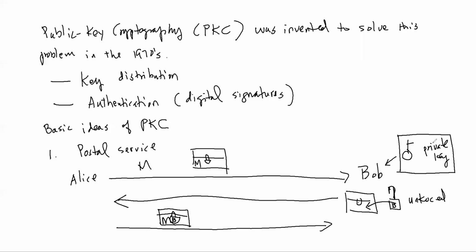Okay, so this unlock of B is public. Anybody who has it can lock it, and then only Bob can unlock it because nobody else has the key. So this is public, and we call it the public key. And then the box is the encryption algorithm.